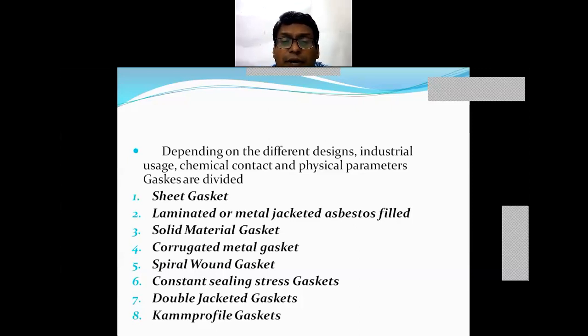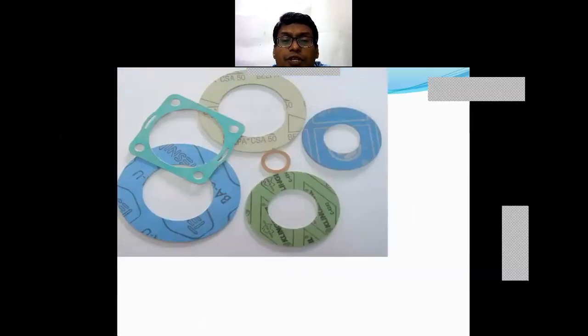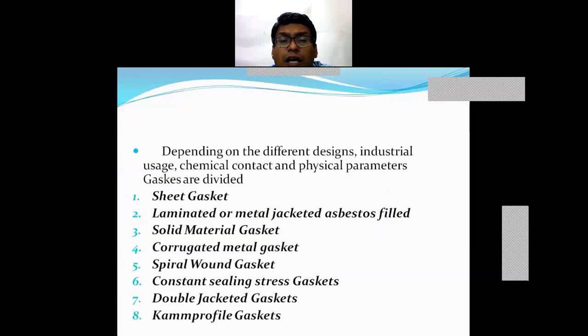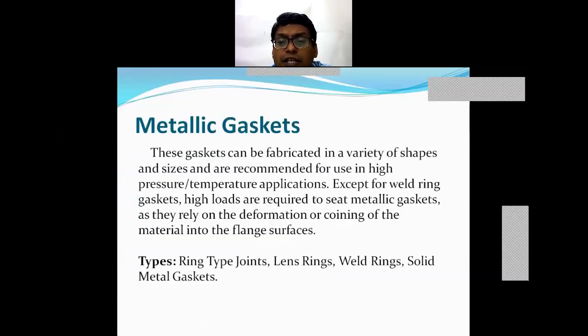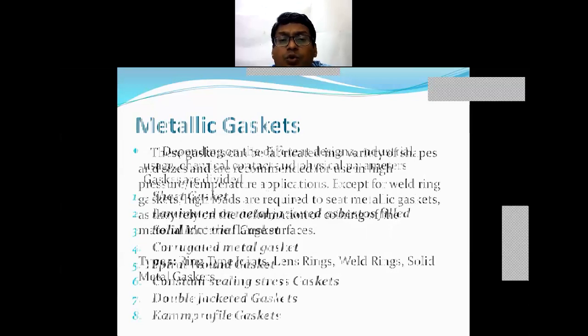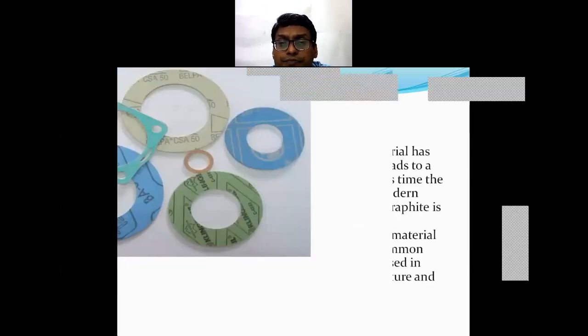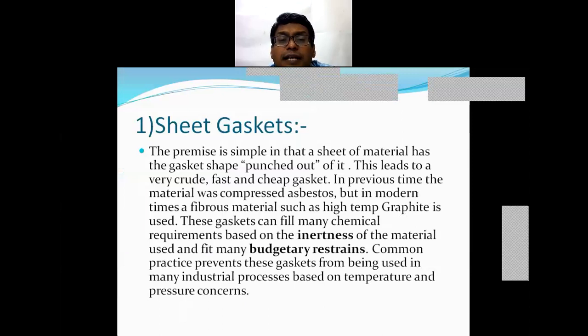The sheet gasket, laminated or metal gaskets, solid material, corrugated metal, spiral wound, then constant sealing stress, the double jacketed, cam profile gaskets. So these are the simple sheet gaskets, where a solid sheet is used and given the desired shape. The sheet gaskets are the simplest, and the gasket is punched out from the sheet material. This leads to very crude, fast and cheap gaskets.